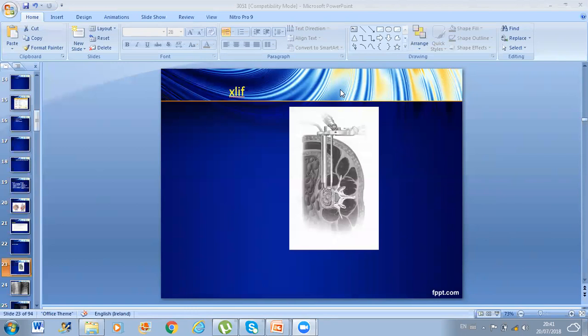So it's very simple. Okay, I will repeat it again. We place the patient supine in a slight Trendelenburg.